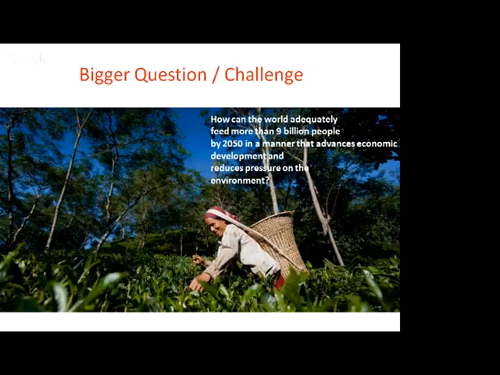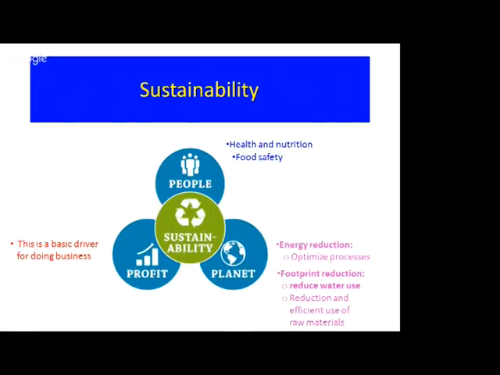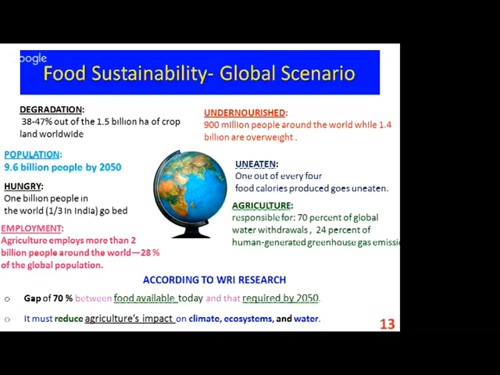They are still underproducing because they are not following the right technologies. So you will see how it can happen. How can we solve this bigger challenge? We have already seen there is a challenge, and we have to do it sustainably. People should get nutritious food, the environment should not be damaged, and it should be profitable. Another problem, if you see the global scenario, is degradation, undernourished and uneaten people, agriculture, population, hunger, employment. These are all aspects related to this sector.